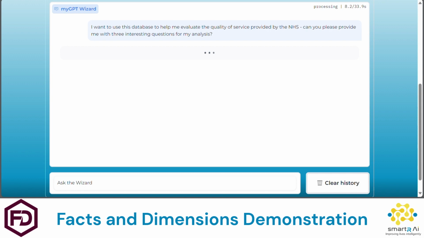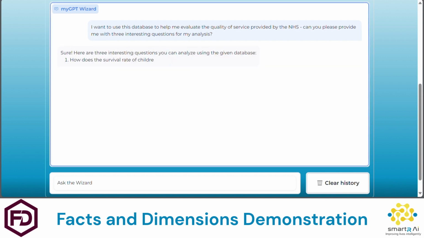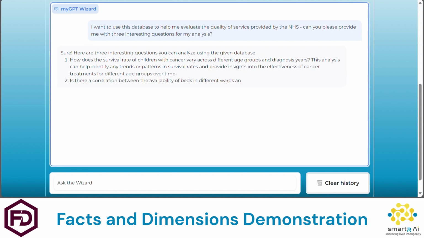So what about this question? I want to use this database to help evaluate the quality of service provided by the NHS. Can you provide me with 3 interesting questions I could use for my analysis?